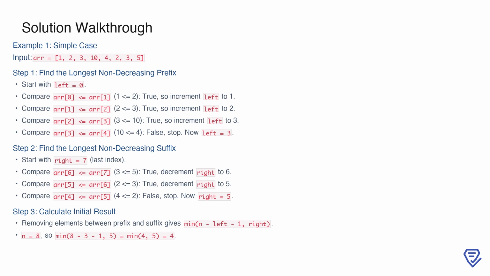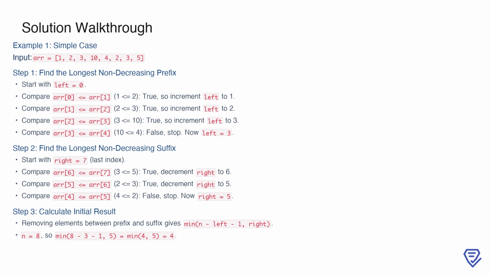The first step is to identify the longest non-decreasing prefix. Starting with left equals 0, we compare adjacent elements. Since 1 <= 2, we increment left to 1. Next, 2 <= 3, so we increment left to 2. Then, 3 <= 10, so we increment left to 3. However, 10 <= 4 is false, so we stop here with left equals 3. This means the prefix 1, 2, 3, 10 is the longest non-decreasing sequence starting from the beginning.